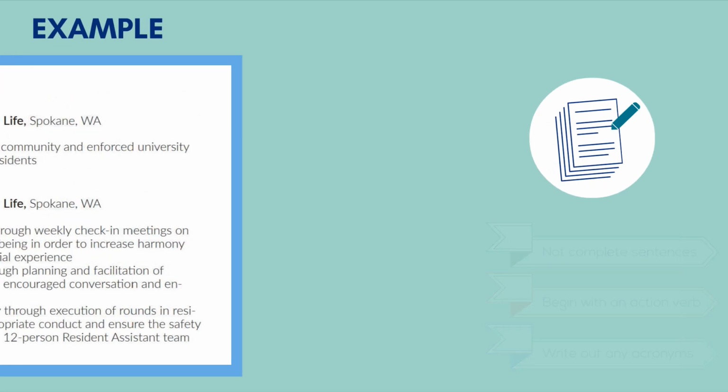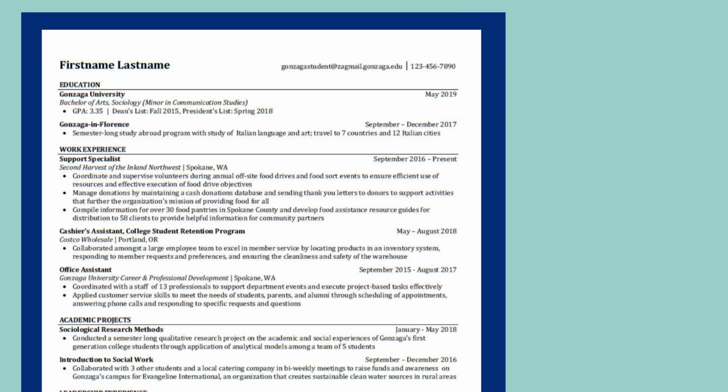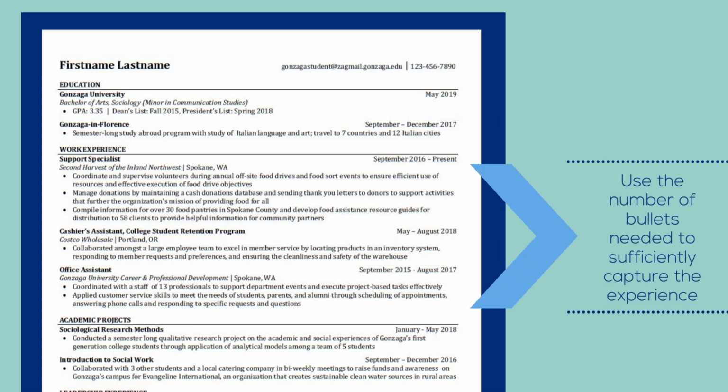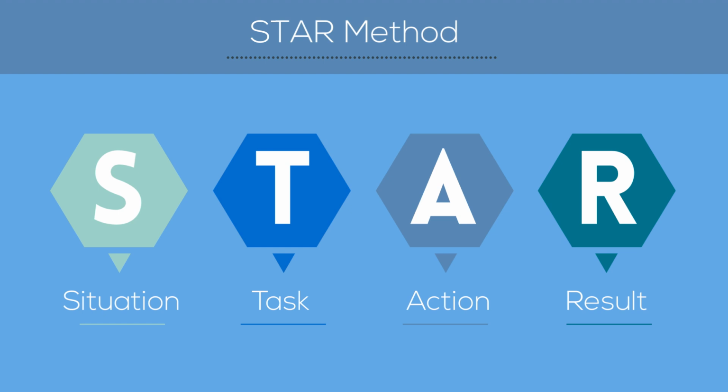Keep in mind that the number of bullets does not need to be consistent for each item on your resume. Use the number of bullets that sufficiently capture the experience. Some experiences that are more involved may need 4 or 5 bullets, whereas a straightforward job might just need 1. By using STAR method on your resume, you can more fully explain your experiences and how they've contributed to your development as a student, employee, and job candidate.